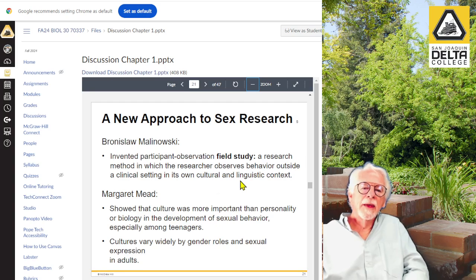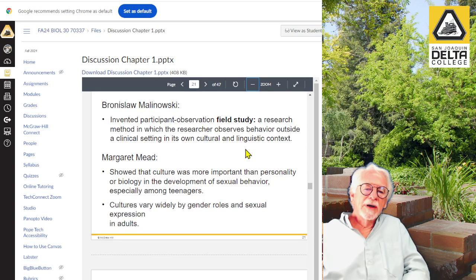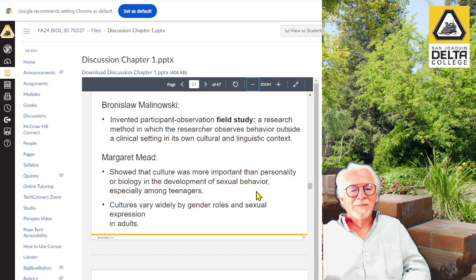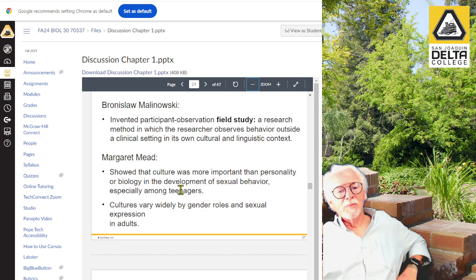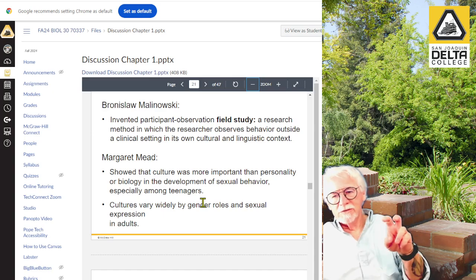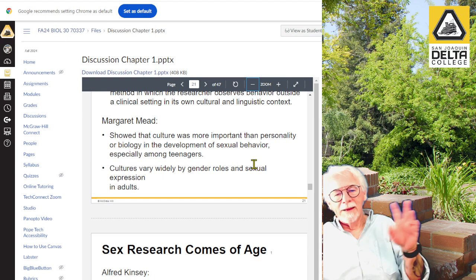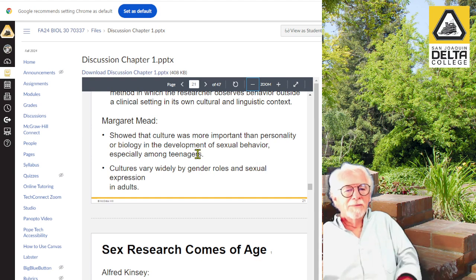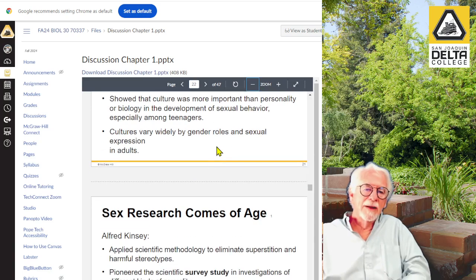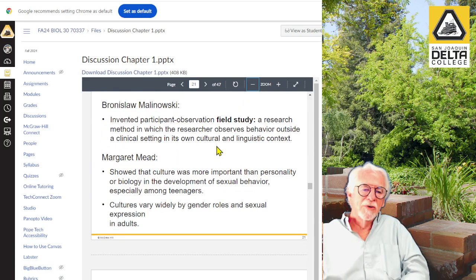Field studies, observing behavior. So when did we start observing people having sex? Hmm. Here we go. Culture is more important than personality or biology, right? Nature versus nurture, the never-ending topic, right? And Margaret Mead shows that it is nurture that is more important.